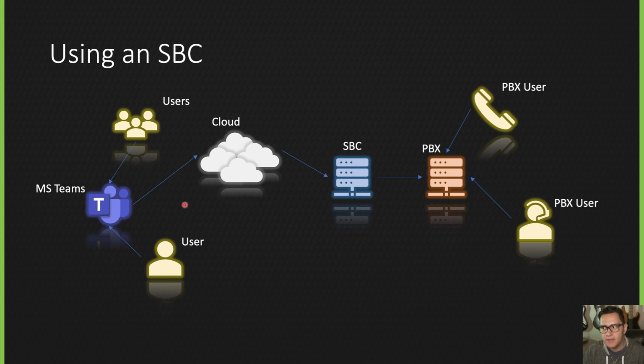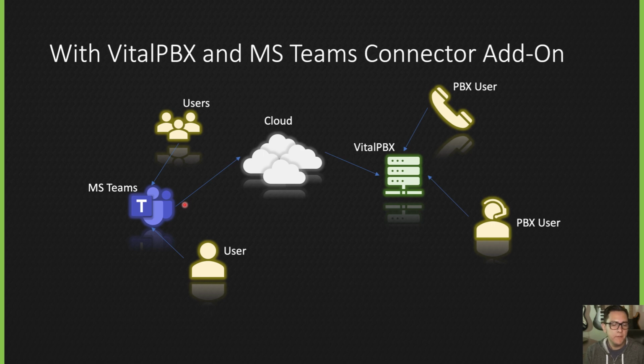But in VitalPBX, we have it a little bit different. So you can see that the schematic is a little shorter. This is because you would still have your Microsoft Teams users in your cloud, because that's the nature of Microsoft Teams. But you can see here that the connection is directly with VitalPBX. And this is all done through a PJ-SIP trunk. So you would have your PJ-SIP trunk directly to Microsoft Teams, and you would be able to communicate between the users on Microsoft Teams side and your PBX users.